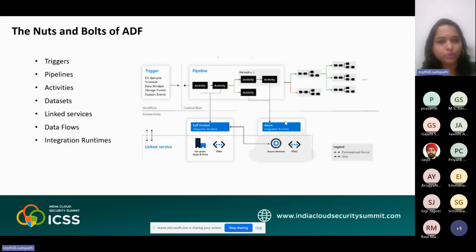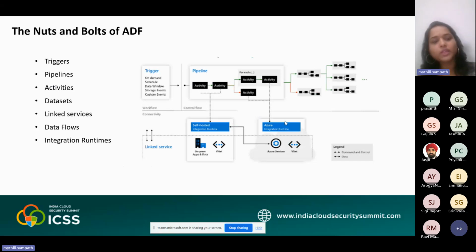Okay, these are the main components of ADF. The main reason we are discussing them is that these are all the places where we can implement security, right? First, triggers. It can be on demand, on a schedule, or something like that. The trigger is what triggers that flow to happen. Pipelines. This is where the activities are defined. So every activity, one, two, three, like that, you can define.